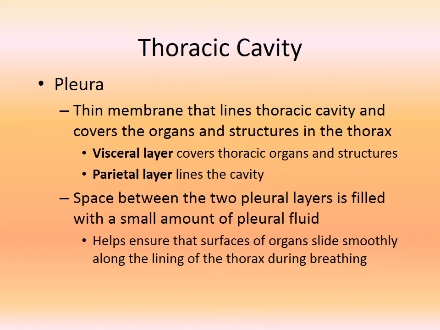Now, there is this tiny, tiny non-visible space in between these two layers, and it's filled with pleural fluid. And this helps with lubrication. It ensures that the surfaces of the organs slide smoothly along the lining of the thorax during breathing, because we don't want it dry and create friction. So it has to be lubricated with some kind of fluid, and that's called pleural fluid. So the pleura is the membrane in the thoracic cavity. It's divided into the visceral layer, which hugs the organs, and the parietal layer, which lines the cavity itself.